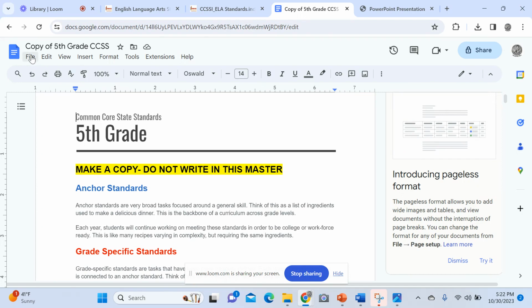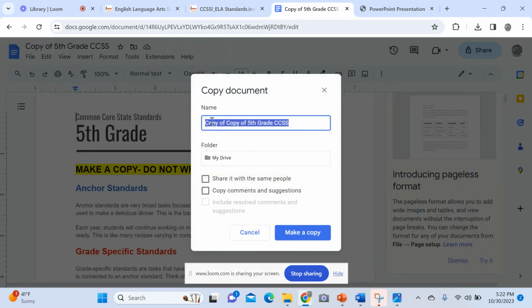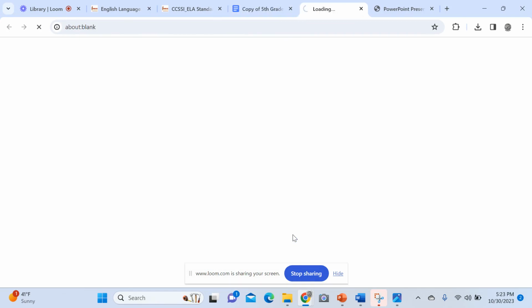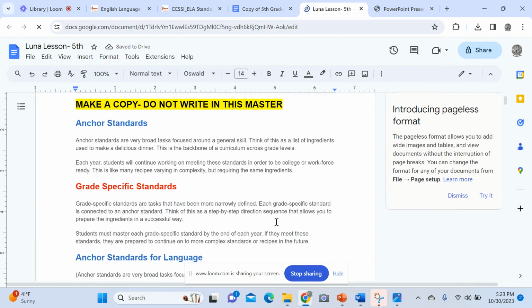So what I'm going to do is go up and make a copy. Once you make a copy, I'm going to say Luna lesson, and this is going to be 5th grade. So whatever your name, then you make a copy. Then this is now your personal document that you can type in.